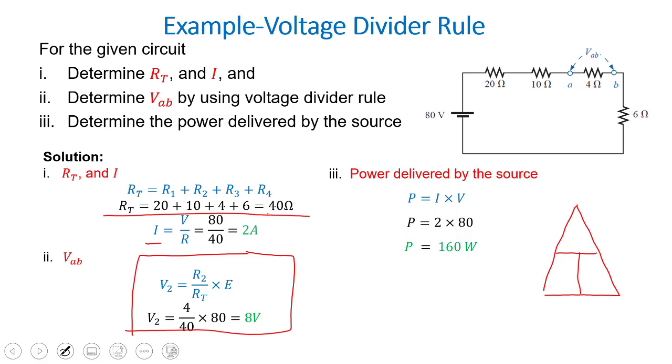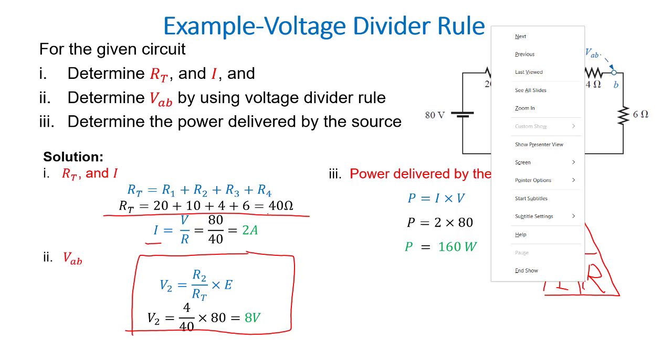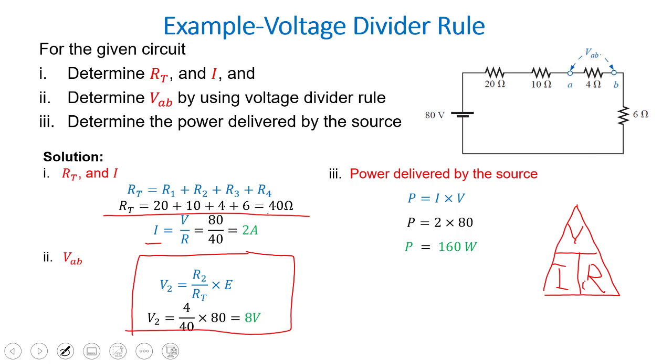What does this triangle have? It has V, it has I, and it has R. So if I want V, V is equal to IR. If I want I, I is equal to V over R. If I want R, R is equal to V over I.